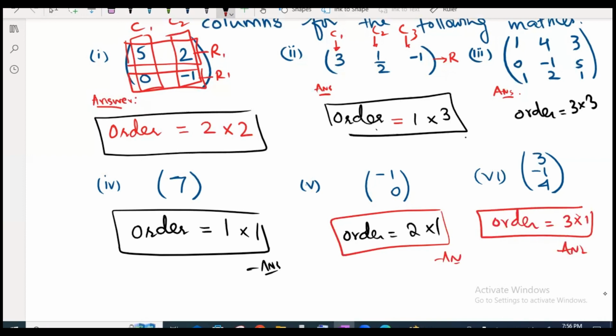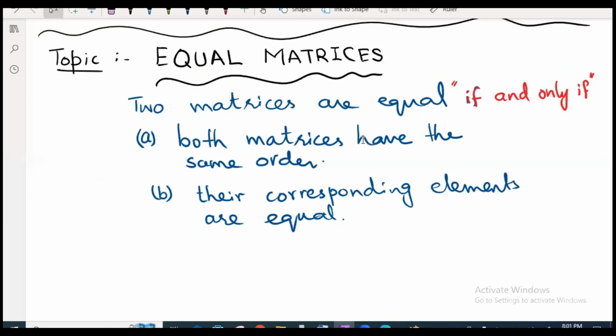Now, second concept is equal matrices. Two matrices are equal if and only if both matrices have the same order, and their corresponding elements are equal. There are two conditions ना, both conditions आपके पास होना जरूरी है, सही है ना? For equal matrices both conditions will be satisfied, right?